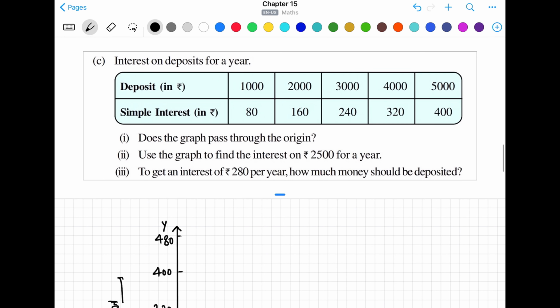Now let's see the next one. Part C, we have interest on deposits for a year, which is given here. If you deposit 1000 rupees, you get 80 rupees as interest. If you deposit 2000 rupees, you will get 160. For 3000, 240. For 4000, 320, and for 5000, 400. So first we are going to represent this on the graph, then we will answer these three given questions.